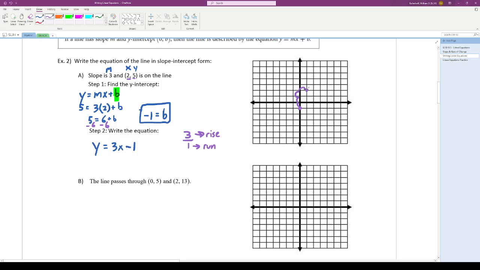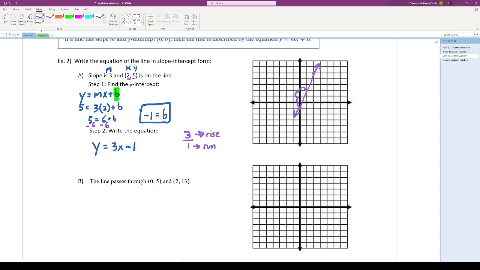So then if I wanted to find another point, I could do the same thing, go 1, 2, 3, and 1. We also know that (2, 5) was on this line, so we could have just gone over to 2 and then up to 5, and we would have found this same point. So we have a lot of information here that would help us graph this line.